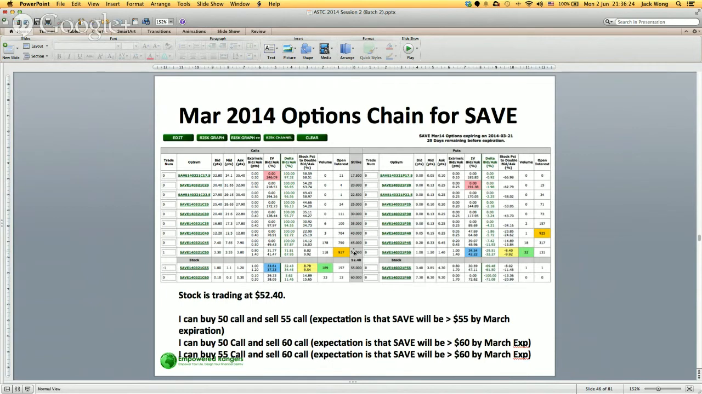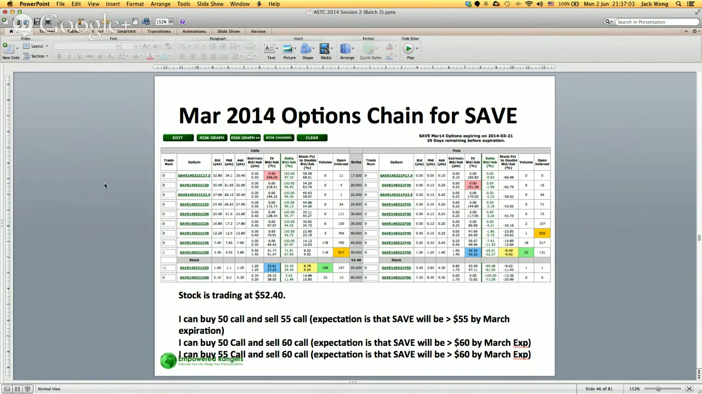If I'm buying a 50 call, that is, let's say, the starting point. If I choose to buy a 50 call, I can sell a 55 call. I can sell a 60 call. If I buy a 55 call, I can only sell a 60 call. So these are the 3 combinations. I have illustrated the criterion for you to consider. If I were to sell a 55 call, I have to expect SAFE will be above 55 by March expiration. If I'm selling a 60 call, then I need to have the expectation that SAFE will be above $60 by March expiration.